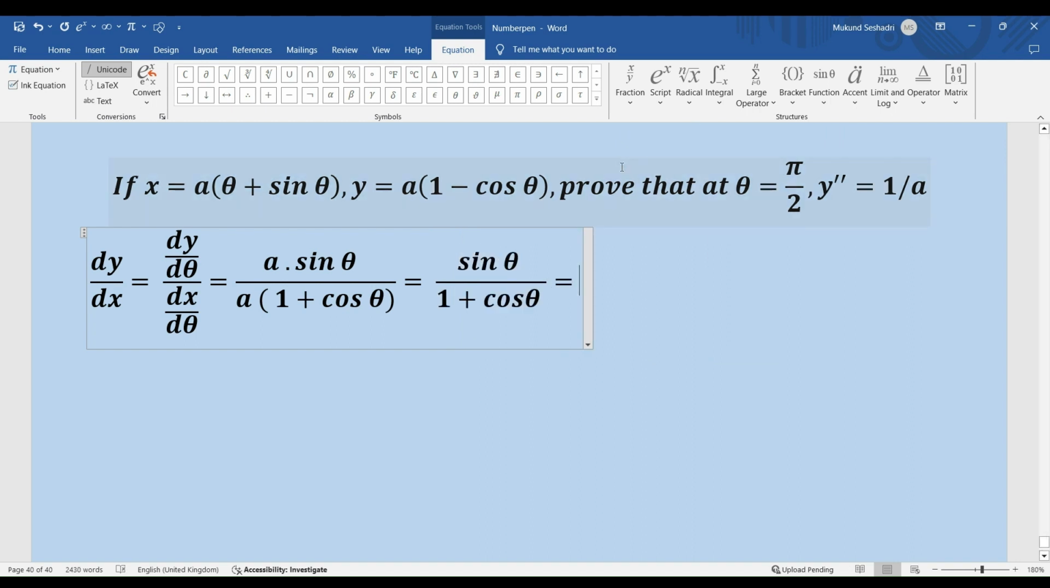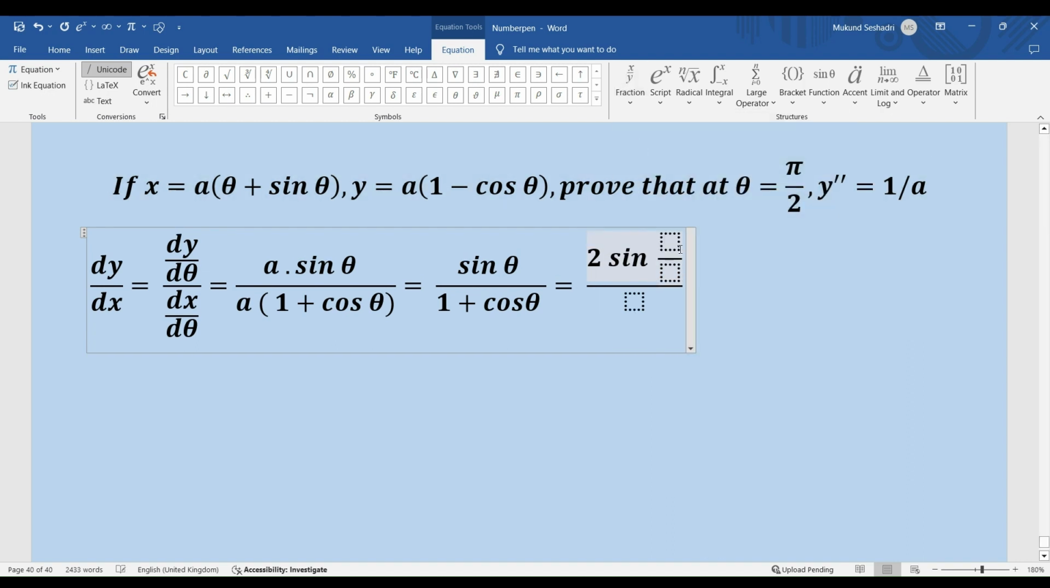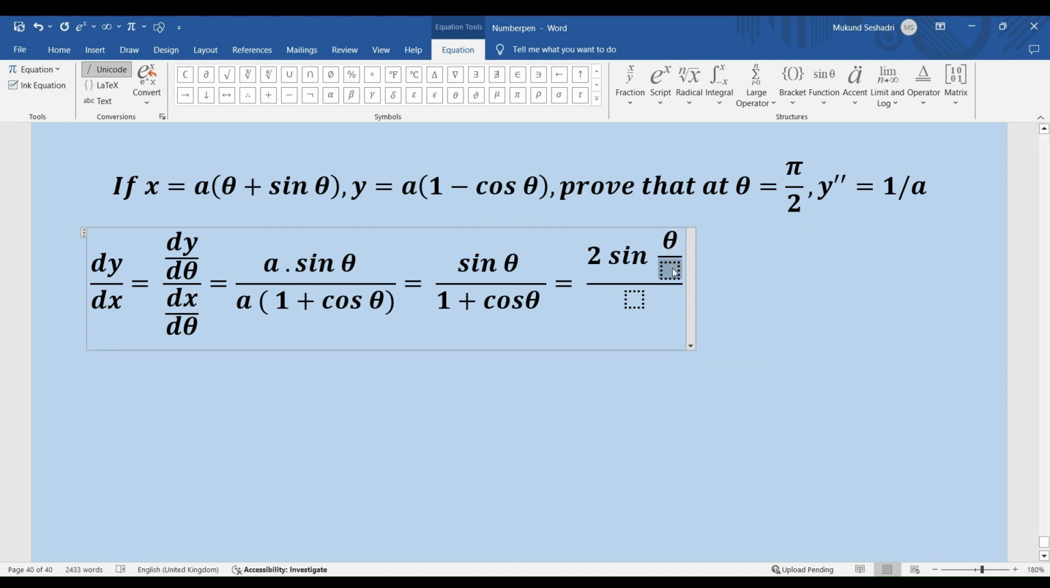So what is my sine theta? I have a scope to further simplify this, because remember folks, I have to prove that my y double dashed equals 1 by a at theta equals pi by 2. And therefore, before proceeding to y double dashed, which is my d by dx of dy by dx, please take a look at the expression to see if there is an opportunity to further simplify. The answer is yes, because my sine theta can be represented as 2 times sine theta by 2 into cos theta by 2, right?